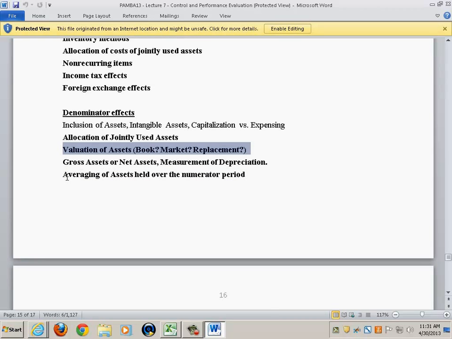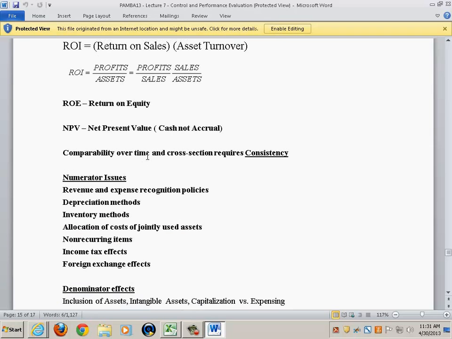Now, the other question is, remember the ROI is a measure of profits over assets. Now, profits or earnings are a flow concept. They represent the flow of revenues minus the flow of expenses over the whole period. So the profits for 2013 are the flow of revenues minus expenses for 2013 over the whole year.